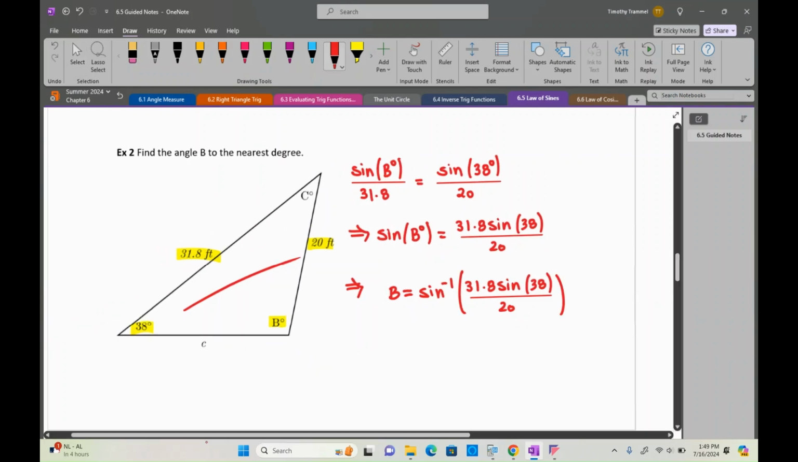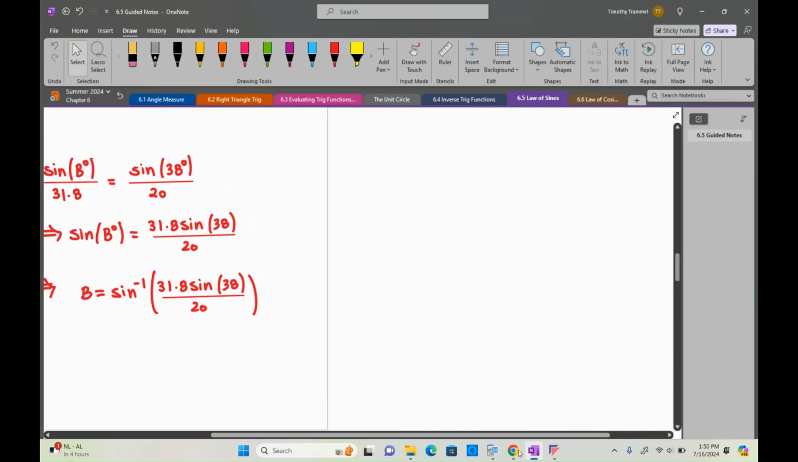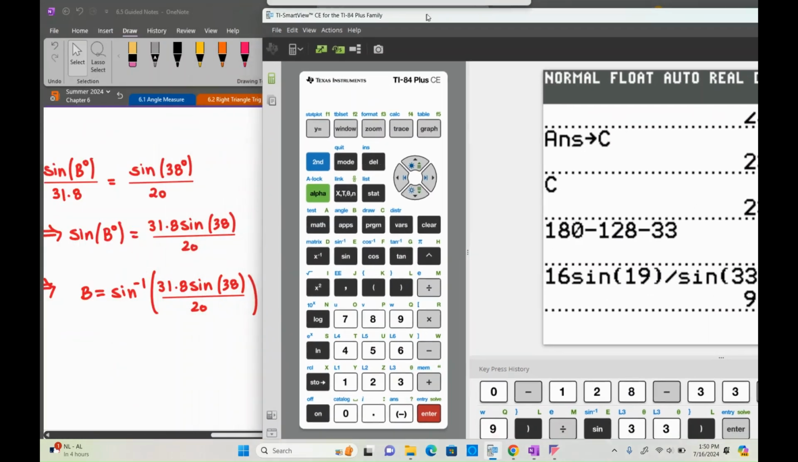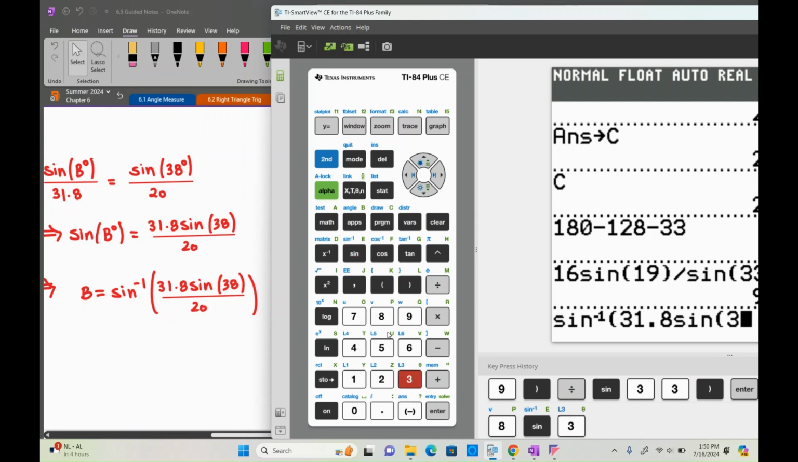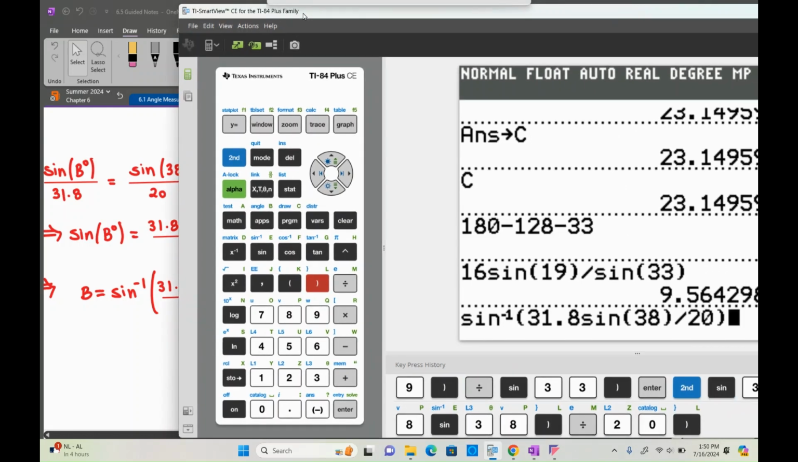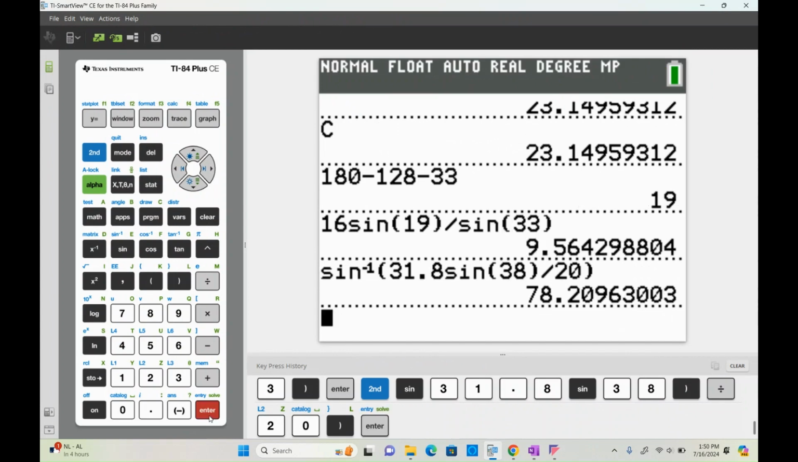All right, now I'm going to have us plug this into the calculator and we'll see what we get. So let's scoot this over. I want second and then the sine button to get inverse sine, and then 31.8 sine of 38 divided by 20. Let's just make sure that that's typed in right. There we go. I'm going to go ahead and hit enter here, and I'm getting about 78.2.